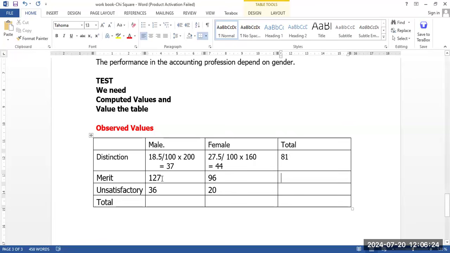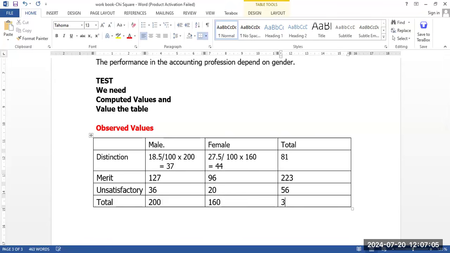81. Then if you get this plus this, 223. What about here? 56. Then I need the column total. This is 200. Here, 160. Then the overall total is 360.